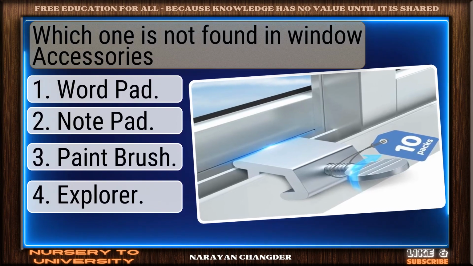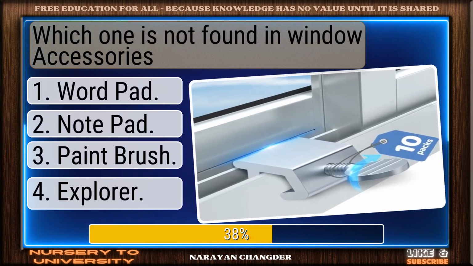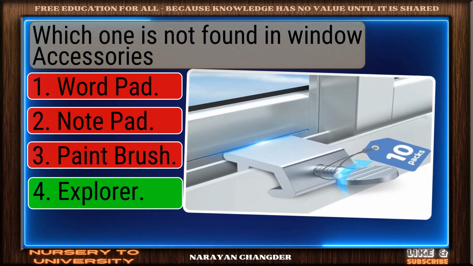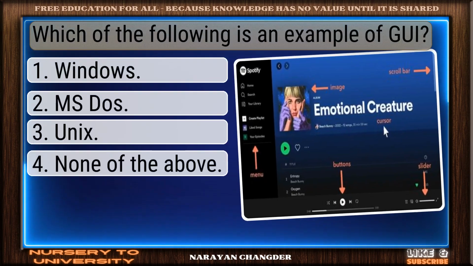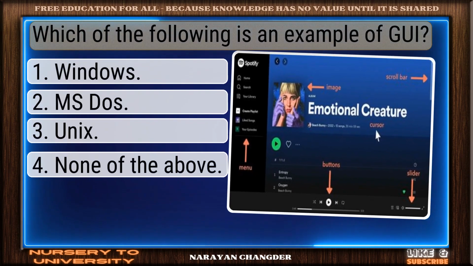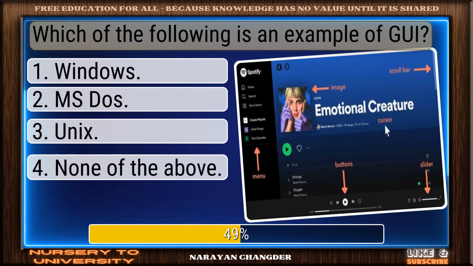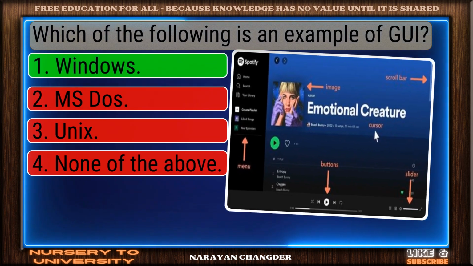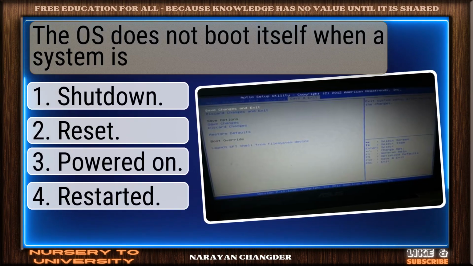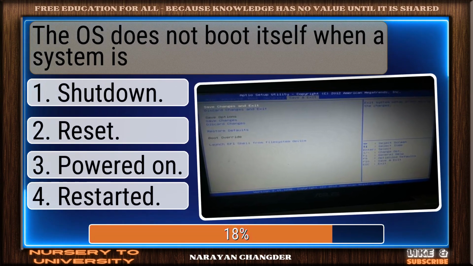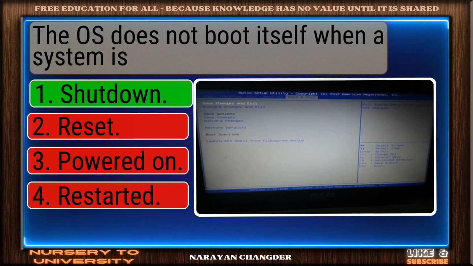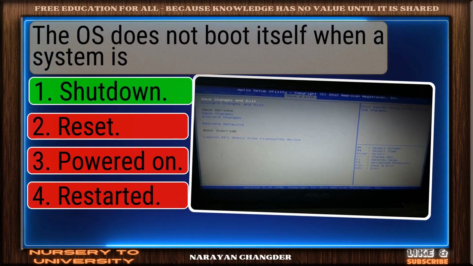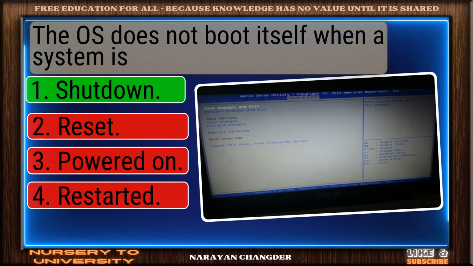Which one is not found in Windows accessories? Correct. Explorer is the right answer. Which of the following is an example of GUI? Well picked. Windows is the correct answer. The OS does not boot itself when a system is. Clear logic. Your choice shutdown is sound and 100% true.